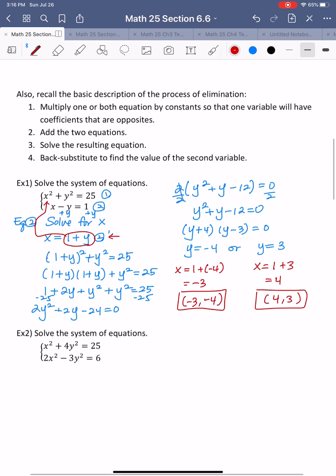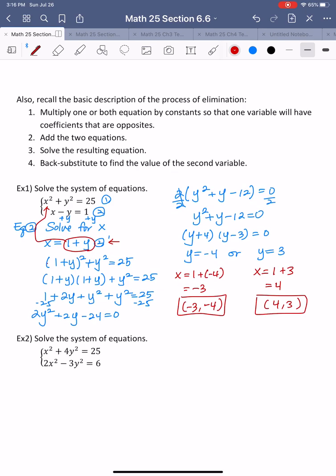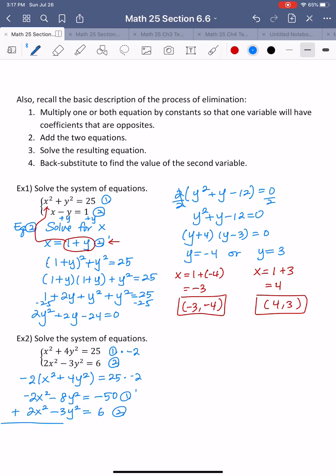Now example 2. Example 2, I can use elimination because they have a like term. So equation 1 and equation 2. But this time I'm going to multiply equation 1 by -2. So -2 of x squared plus 4y squared equal to 25 times -2. So distribute the -2: -2x squared minus 8y squared equal to -50, which is the equation 1 prime. And then I am adding with the equation 2.